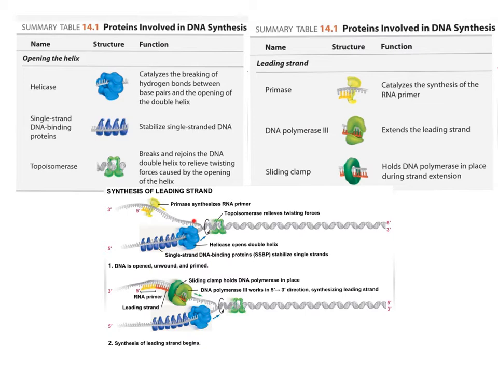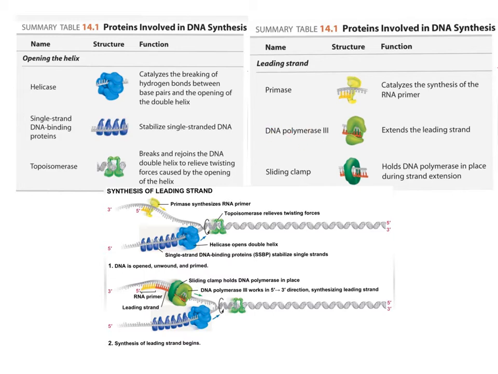And then along behind that comes helicase, and this is going to start breaking apart the hydrogen bonds between the two strands of the DNA molecule. Now, again, you've got some other proteins here, like the SSBPs, and you've got primase and a sliding clamp and things like that. But for now, that's all you need to worry about, plus DNA polymerase.